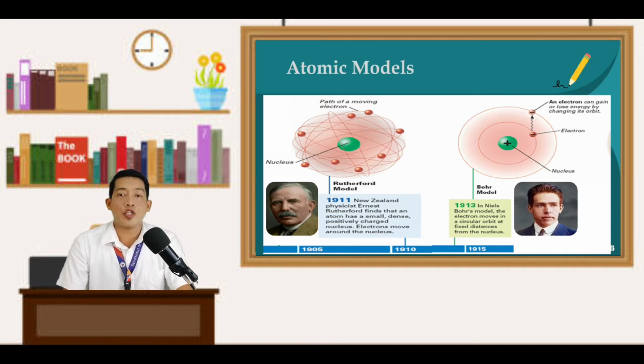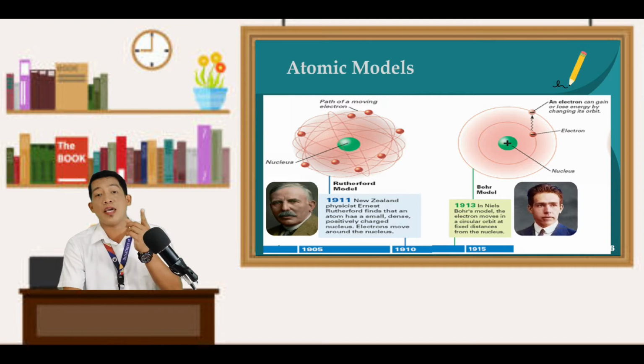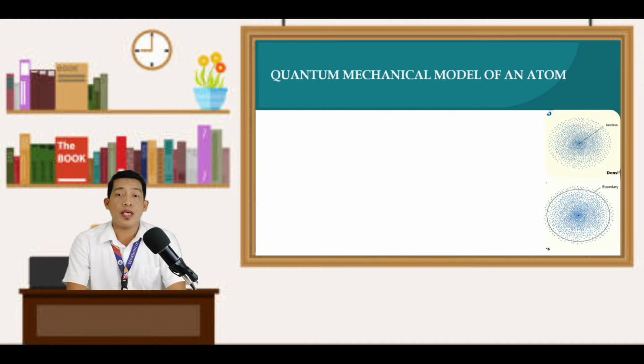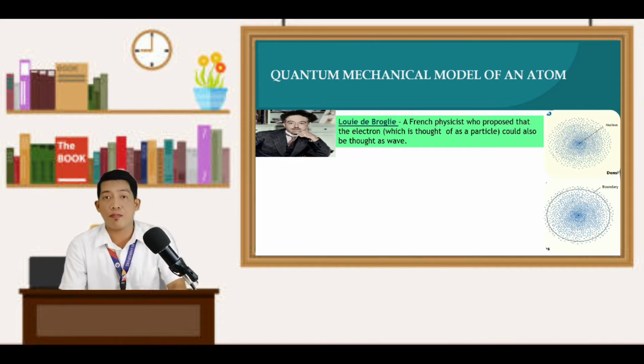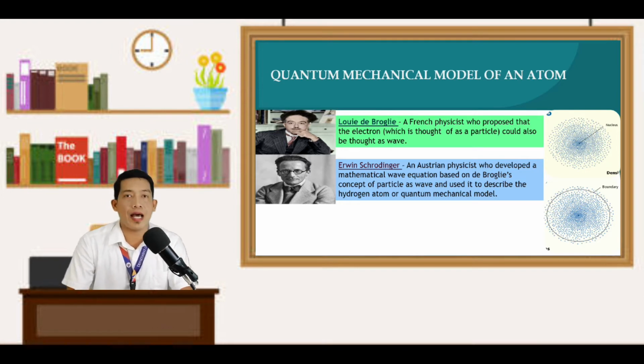Three scientists led to the development of the quantum mechanical model of an atom. We have Louis de Broglie, Erwin Schrödinger, and Werner Heisenberg. Louis de Broglie, a French physicist, proposed that the electron, which is thought of as a particle, could also be thought of as a wave. Next, we have Erwin Schrödinger, an Austrian physicist, who developed a mathematical wave equation based on de Broglie's concept of particle as a wave and used it to describe the hydrogen atom or quantum mechanical model.